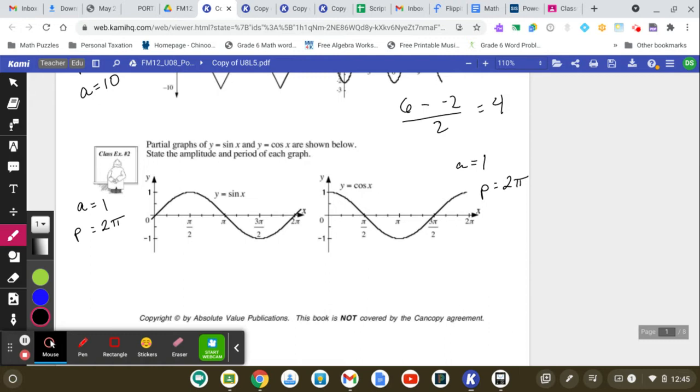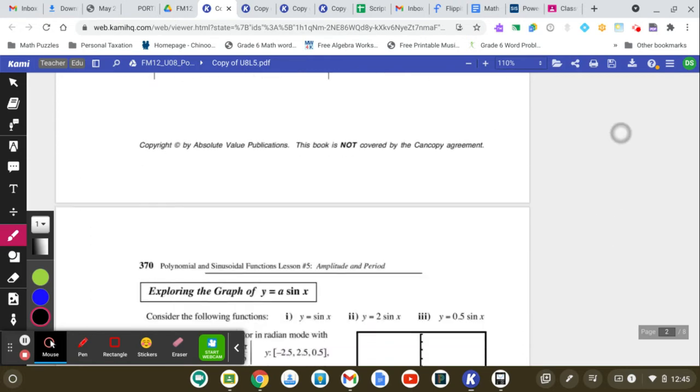Okay, so for sine, I'll just write it up here. Sine x, we have the amplitude is 1 and the period is 2 pi because that's how long it takes to complete the entire cycle. Correct? And for cosine x, sorry, what did you say, Emma? Yeah, yep. And for cosine, the amplitude is still 1. And guess what the period is? From crest to crest, peak to peak, 2 pi. Okay, so they're very, very similar. All right, turn the page.